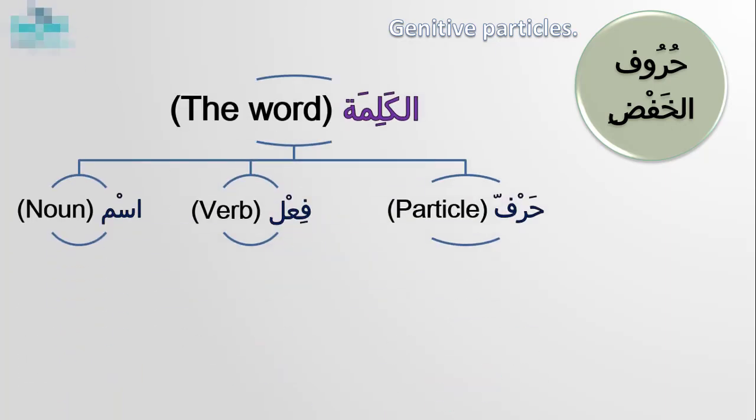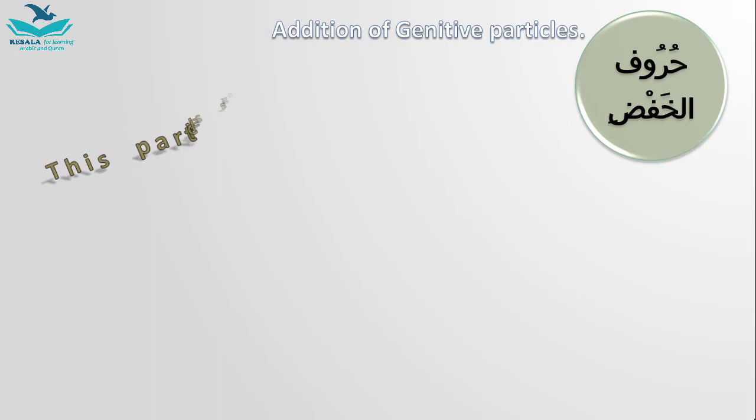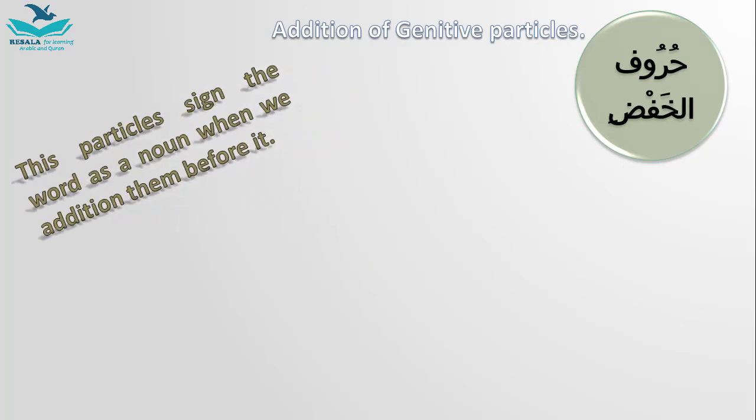Finally, the last sign that tells us this word is a noun: the entrance of a particle that causes khafd. To understand the task of this particle, we have to start with a little introduction, as we did before. The particle is one of the three types of words in Arabic, along with noun and verb. And you must know that this particle has many different types. One of the main types that we will talk about today is حروف الخفض, the particles of khafd or the genitive particles. These particles mark the word as a noun when we add them before it.